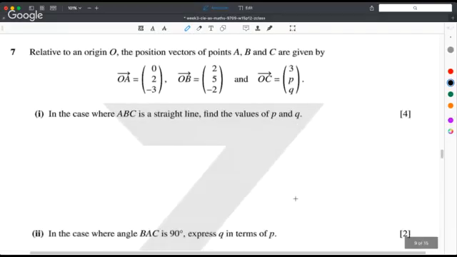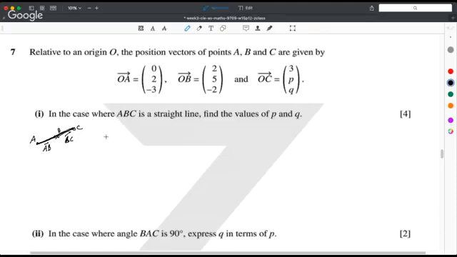Okay, more vectors, 3-dimensional ones this time. So we're given 3 vectors, one of which has these variables, and we're going to look at some different cases for the variables. So in the first one, they're telling us that ABC is a straight line. So you start at A, there's the vector AB, which will take you to B, and then there's a vector BC, which will take you to C. And if it's a straight line, it means that these 2 vectors are parallel.